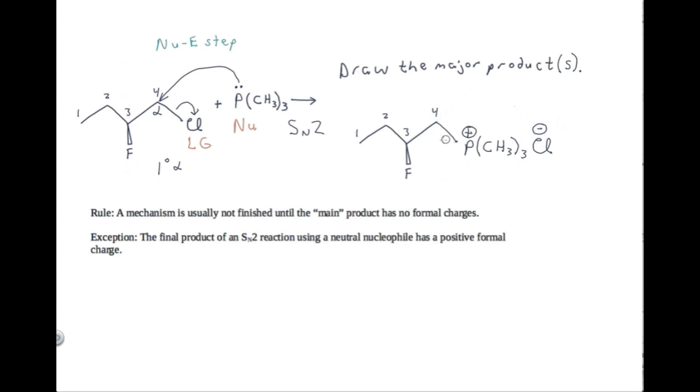Now, is this reaction finished, or do we need another step? Well, usually when there's a formal charge on our main product, we would expect that the mechanism is not finished. But we need to learn that SN2 reactions are an exception to that. Most professors would consider that it's okay for your final answer for an SN2 reaction using a neutral nucleophile to end up with a positive formal charge. So here we'll follow this exception. This was an SN2 reaction where it's okay to end up with a formal charge on our main product. So this is the final product of this reaction.